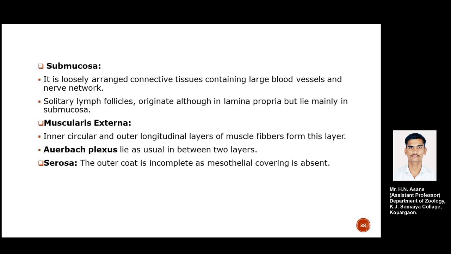As you proceed towards the muscularis externa, it has an inner circular and a longitudinal layer of muscle fibers, which form the layers of the muscularis externa. The Auerbach plexus lies, as usual, in between these two layers. Then the muscularis externa and the serosa have a coiled muscular layer, with an extra bit of connective tissue network for extra stability of these layers in this structure of the rectum.